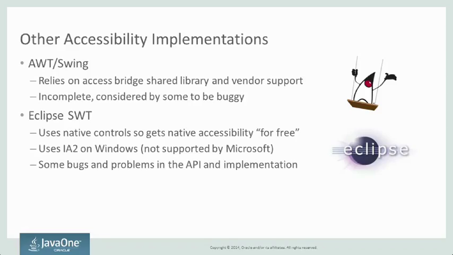As long as you stick to trees and tables that are native in Eclipse, it's pretty good. But when you get farther away from the native controls and attempt to build your own controls that are emulated, then the API has bugs and is not as good. So I guess the takeaway is that the JavaFX accessibility API and implementation is the best, or of the three so far at this point, the most complete.